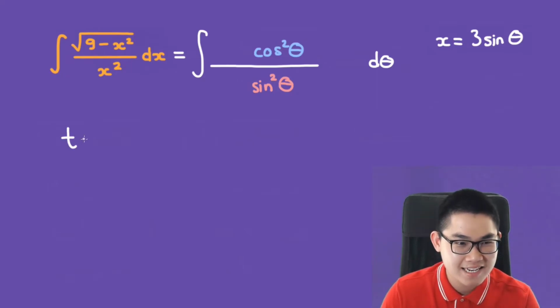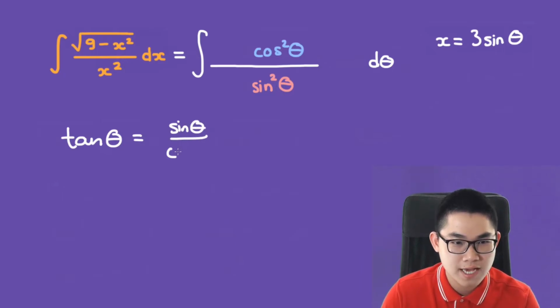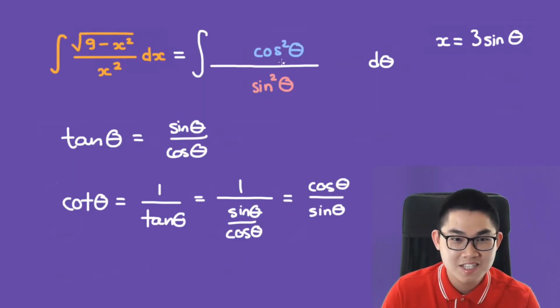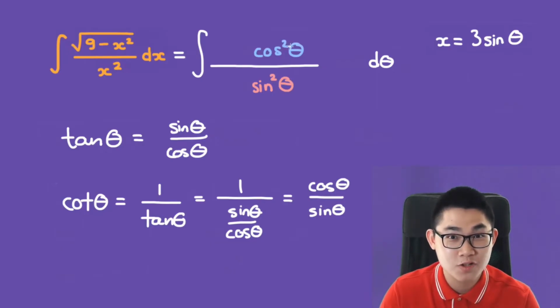We know that tan is equal to sine over cosine. How about cotangent? Well, cotangent is 1 over tan. This is the same as 1 over sine over cosine, which is the same as cosine over sine. So here we have cosine to the power of 2 over sine to the power of 2, and this whole thing is equal to cotangent to the power of 2.